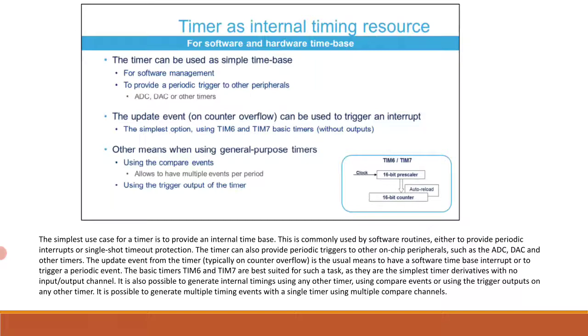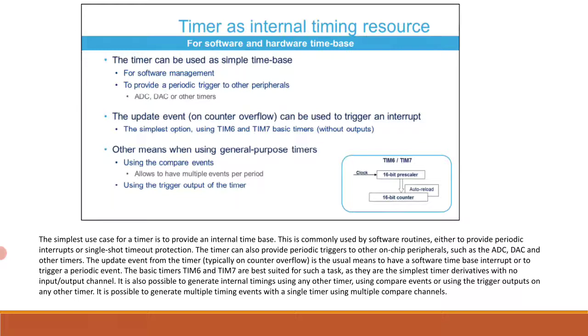The basic timers TIM6 and TIM7 are the best suited for such a task, as they are the simplest timer derivatives with no I/O channel. It is also possible to generate internal timings using any other timer, using compare events or using the trigger outputs on any other timer. It is possible to generate multiple timing events with a single timer using multiple compare channels. So this is an advantage.